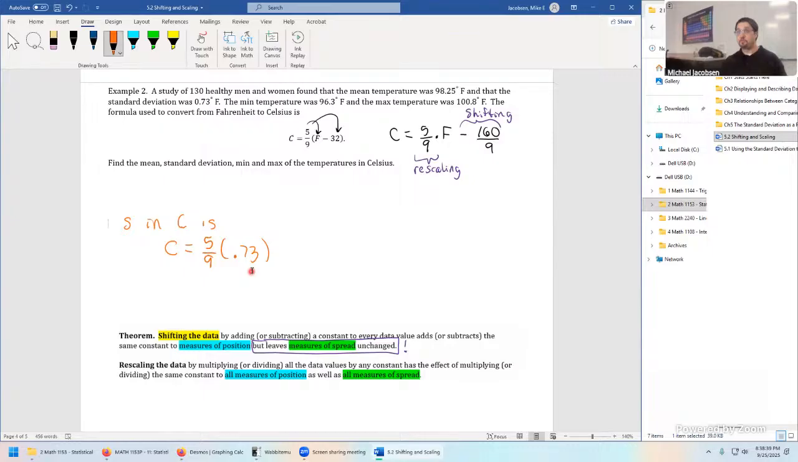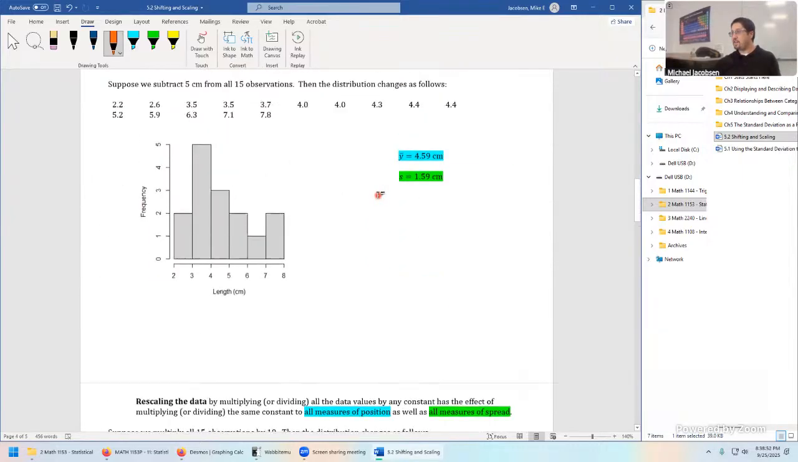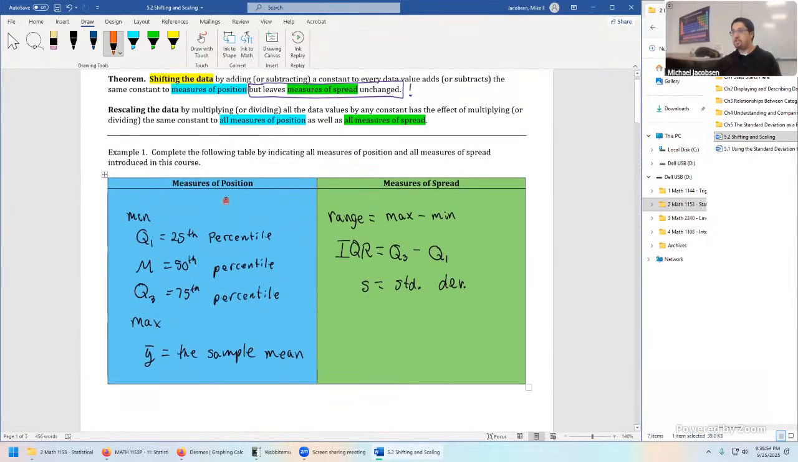If it feels weird to you, that's how it felt for me when I first saw this. It just seemed totally illogical to ever do that to a formula. For all the other statistics, min, max, and mean, those are measurements of position. It didn't matter if we rescaled or shifted, you use the whole entire formula. These are the weird ones, where anytime you're doing rescaling or shifting, it leaves that part totally unchanged.